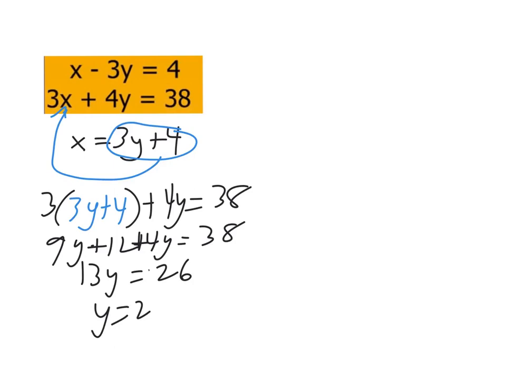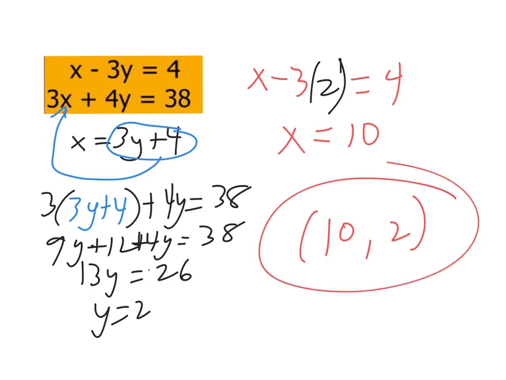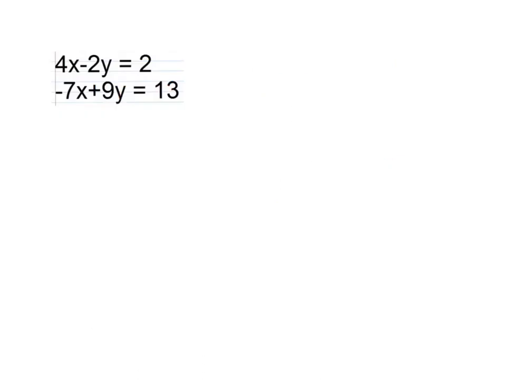All right. Now, choose an original equation. And again, I'm going to choose the first one just because. You could choose the second one and it would be fine. That would be 3 times 2 equals 4. So x equals 10. So my final answer is 10, 2. How many had that? Very good. All right, one more.